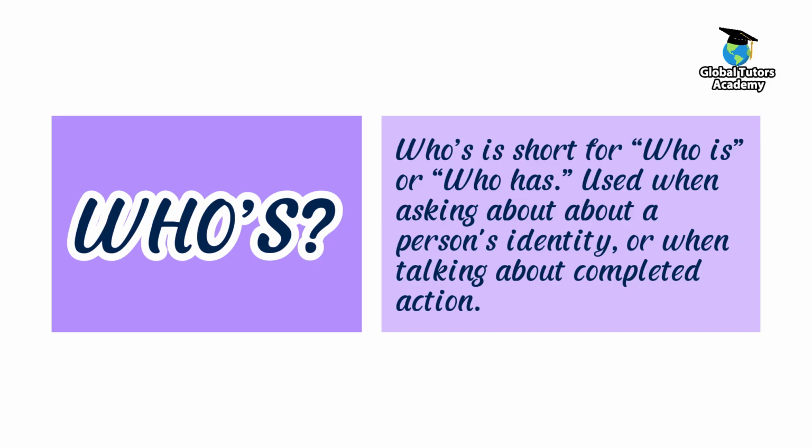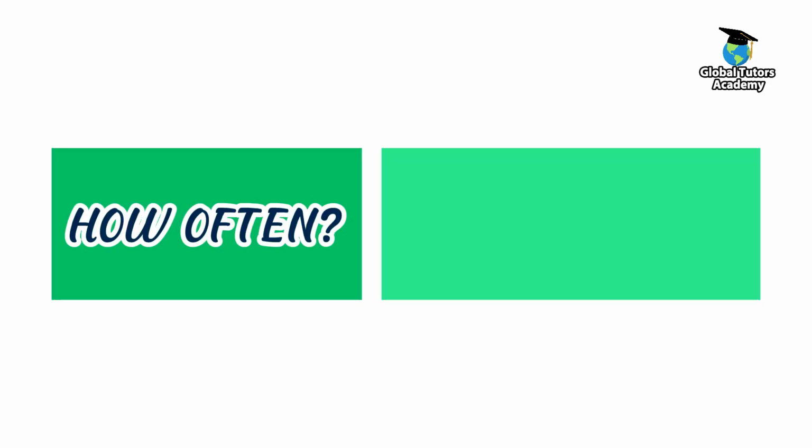Who's. Who's is short for who is, or who has. Used when asking about a person's identity, or when talking about a completed action. Examples: Who's coming to the party? Who's finished their homework?